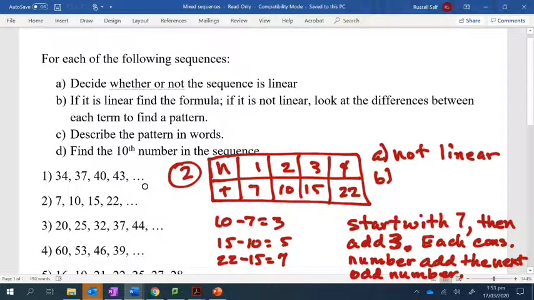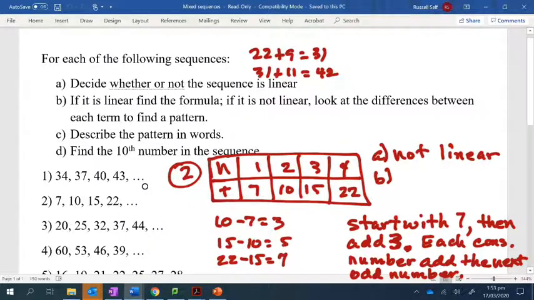Now, we need to find the 10th number in the pattern. How can we do that? We could just continue. So to 22, I'm going to add what? 31, and then it's 31 plus what? 42.